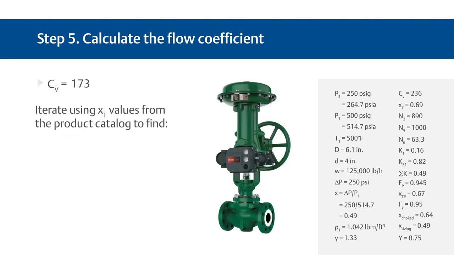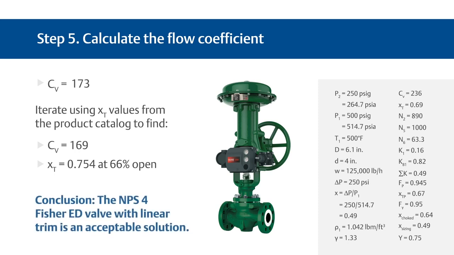Repeat the calculation using the published X sub T values for the valve until agreement is obtained between CV and X sub T. This results in a required CV of 169 and X sub T value of 0.754. This occurs at about 66% open, so the NPS 4 DN100 Fisher ED valve with linear trim would be an acceptable solution with respect to capacity. The next smaller size of ED valve with linear trim has a rated CV of only 148, so it would not be an appropriate valve for this situation.